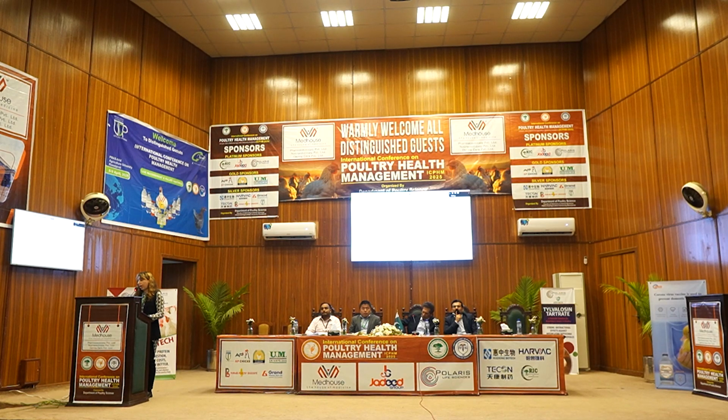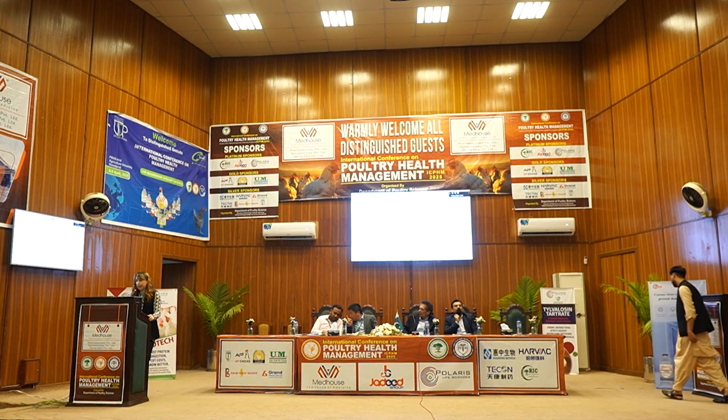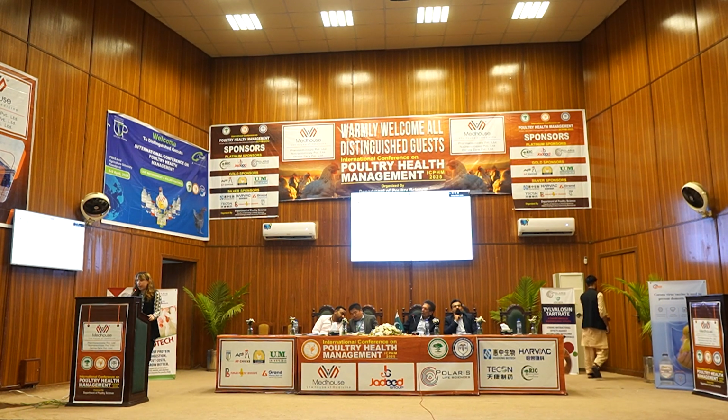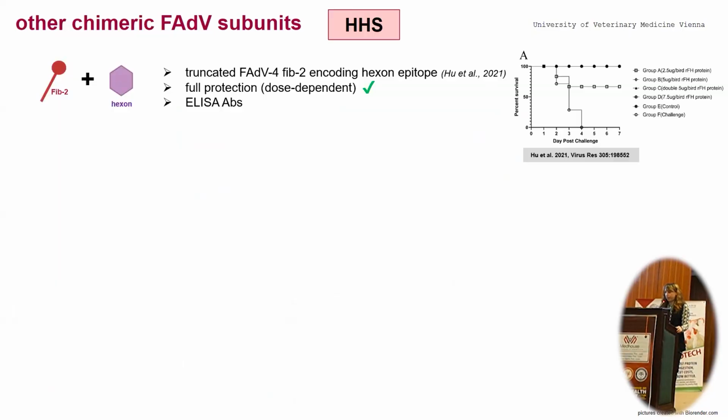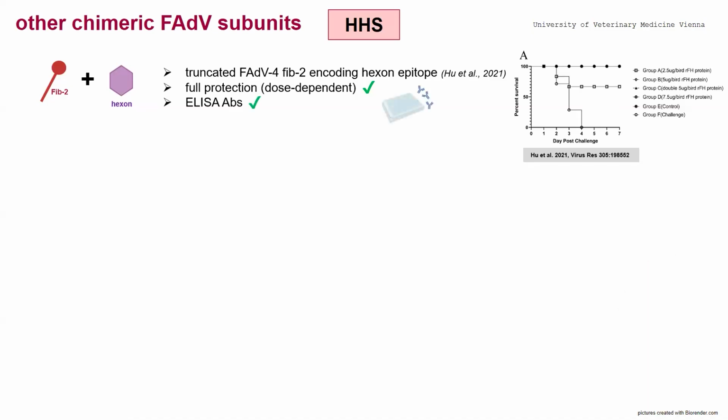Now, the one developed from our group is not the only chimeric subunit we have seen previously. There's a publication from 2021 of truncated fiber 2 of FAdV4 encoding exon epitope that was also successful, mainly depending on the dose. So with high dose, there was 100% survival. With lower doses, a little bit less. And also they saw development of antibodies on the ELISA.